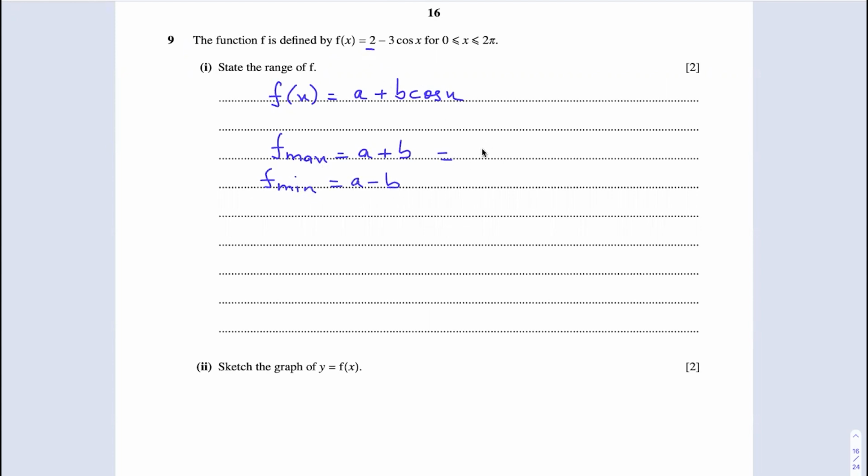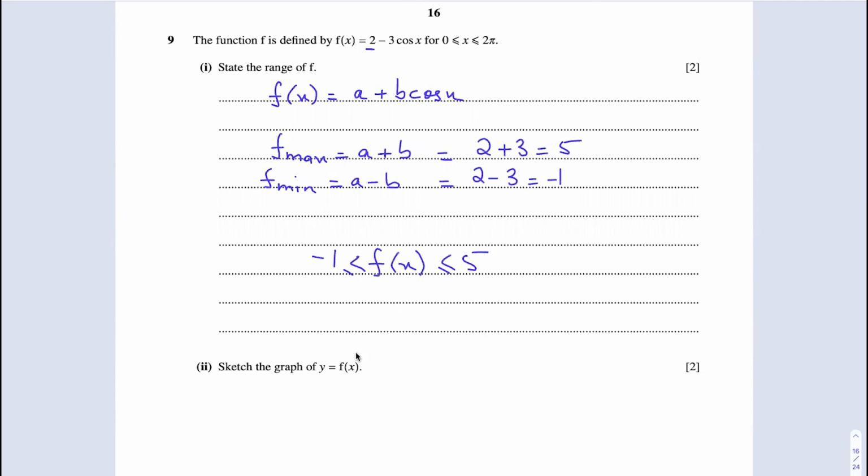So a is equal to 2 and b is equal to 3. We'll not take the minus 3 as it is the amplitude, so it will be 3 units above. So this will be 2 plus 3, which is 5. And the minimum value would be 2 minus 3, which is minus 1. So f of x is greater than or equal to minus 1 and less than or equal to 5.